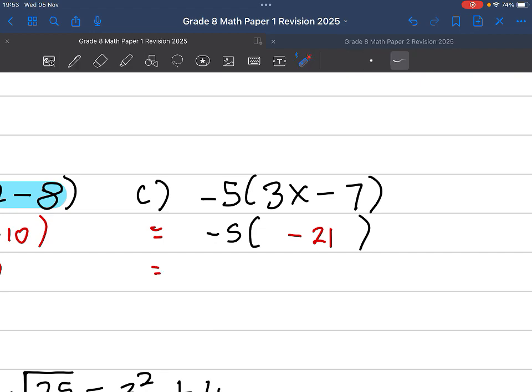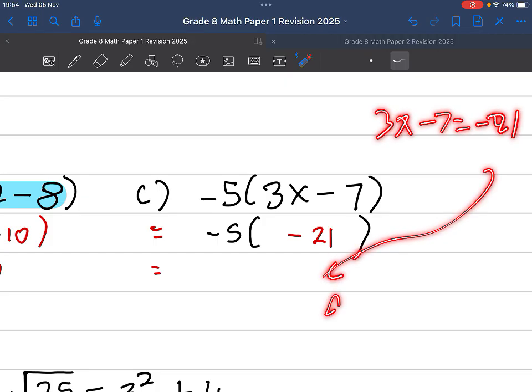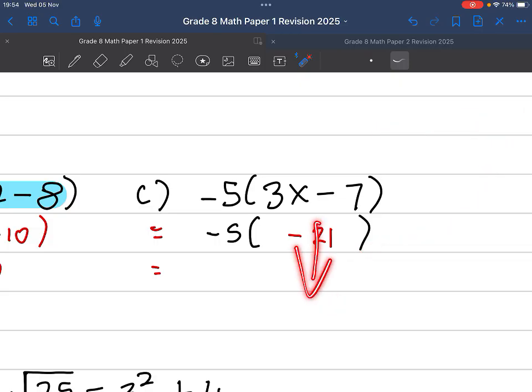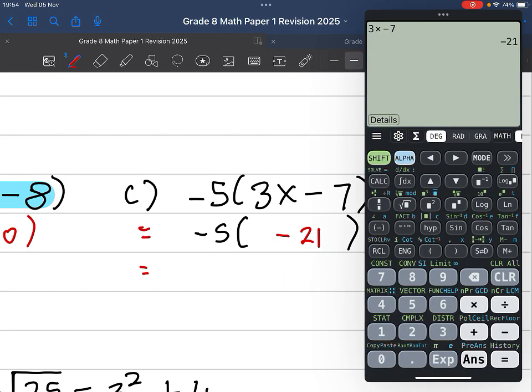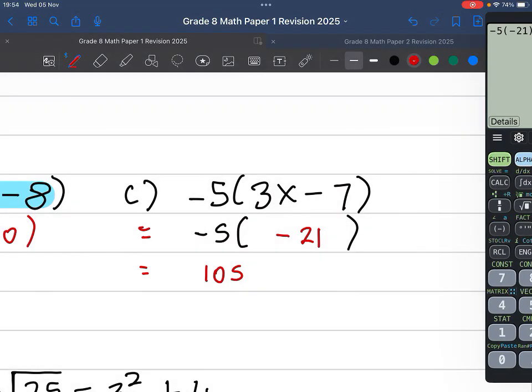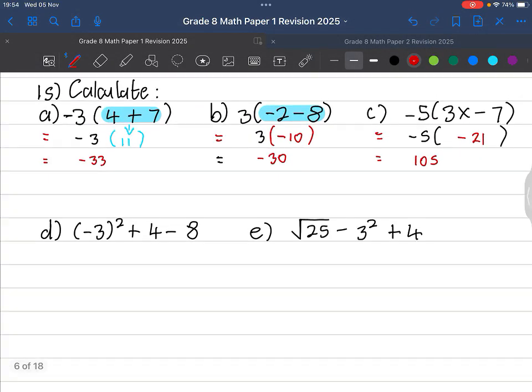I'm not writing 3 times negative 7 here and writing negative 21 and then writing negative 21 somewhere. I'm doing it in one sequence. I cannot emphasize that enough. And then negative 5 times negative 21 will be 105. So your final answer is 105. Next one.